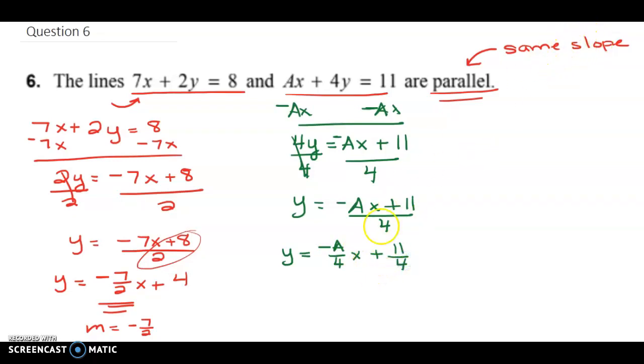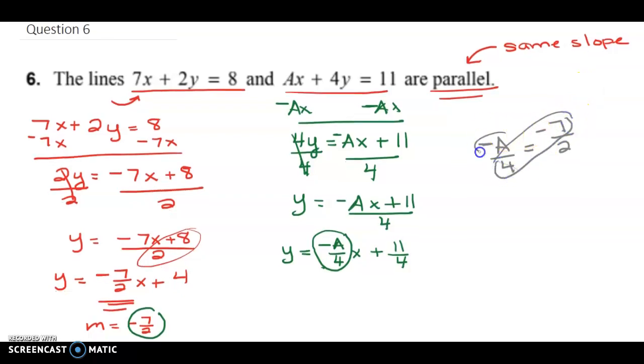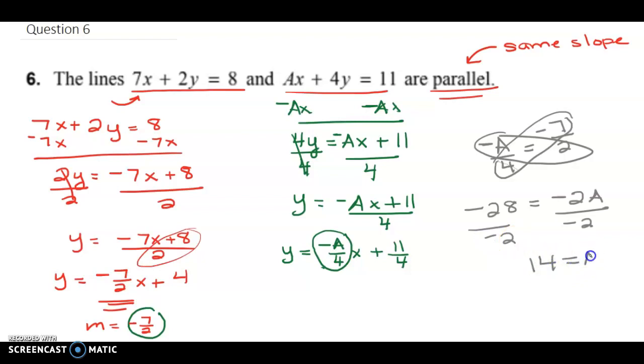Okay, so remember, they have to have the same slope, and in this particular equation, negative a over 4 is the slope. So in order for these to be parallel, negative a over 4 has to equal negative 7 over 2. And remember, when we do these, we just cross multiply. So I'm left with negative 7 times 4 is negative 28 equals negative 2a. Divide by negative 2. I get 14 equals a. So it's going to be the same concept on number 5.